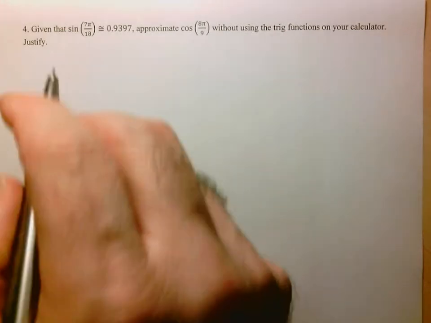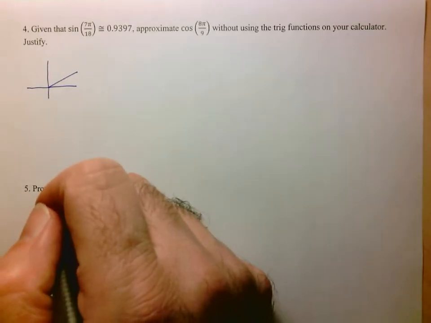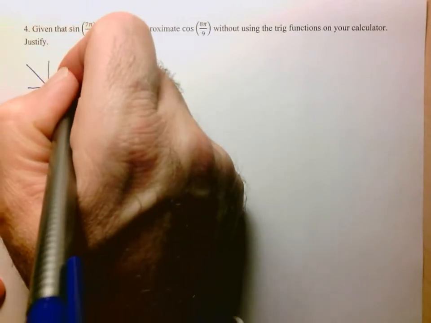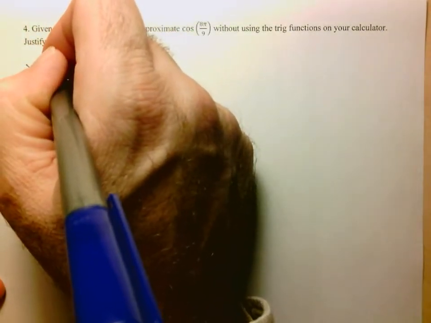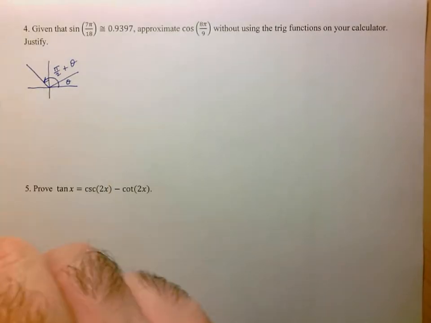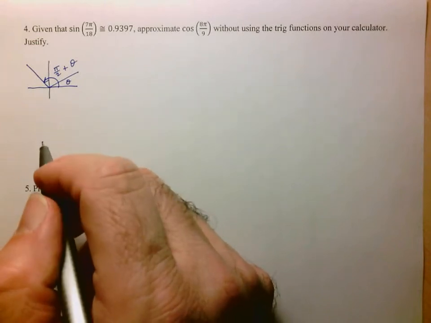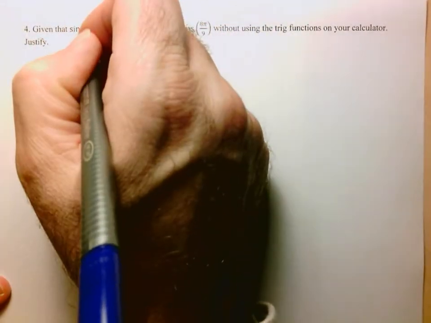So first thing I notice is that 7 pi over 18 is somewhere in the first quadrant. And 8 pi over 9 is almost equal to pi, so that's going to be in the second quadrant. So what I'm hoping is going to occur is that if I can show that 8 pi over 9 is just equal to pi over 2 plus theta, the correlated angle in the second quadrant, then I can use my results. Okay, so let's see if that's the case. Let's test that 8 pi over 9 is indeed equal to pi over 2 plus our theta, which in this case is our 7 pi over 18.